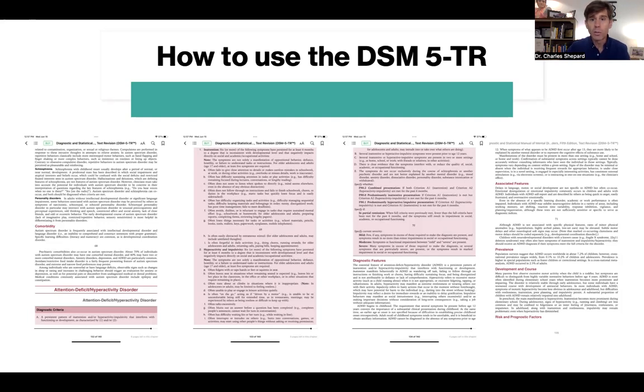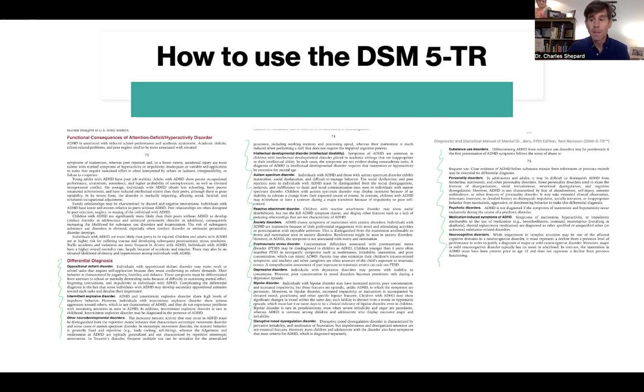Now, as you will notice too, this is in the full manual. There will be further information about diagnostic features that guide your development of your clinical senses. There will be associated features, prevalence, this is how often and how many people are affected by ADHD. There will be development and course, so information about how ADHD develops and what to expect during the course of the experience of the disorder, risk factors and prognostic factors. So what are some of the dangers that are associated with ADHD, and what is our current understanding of how likely it is that a person's symptoms are likely to resolve, if their suffering will be eased.